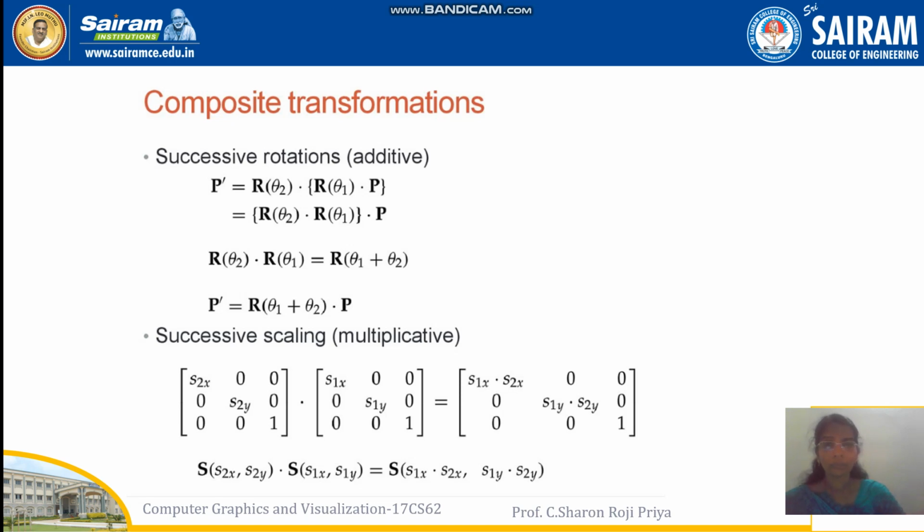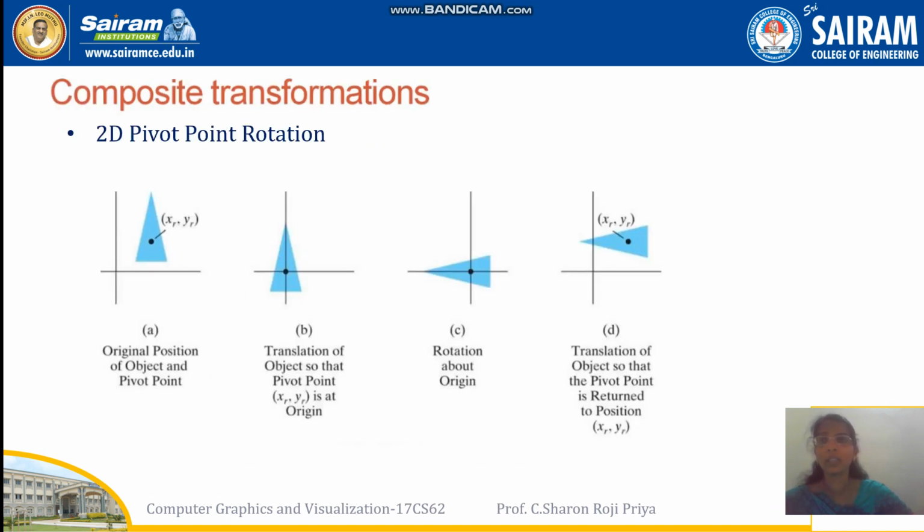Right. And the next case under composite transformation is 2D pivot point rotation. Usually rotation happens with respect to the origin. Now suppose I want to perform rotation with respect to any selected point, any pivot point, what do I have to do? What are the successive transformations that we can see in this case?